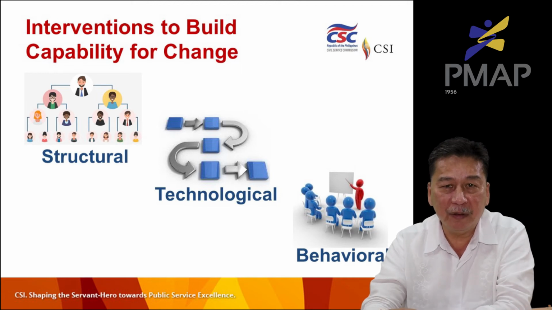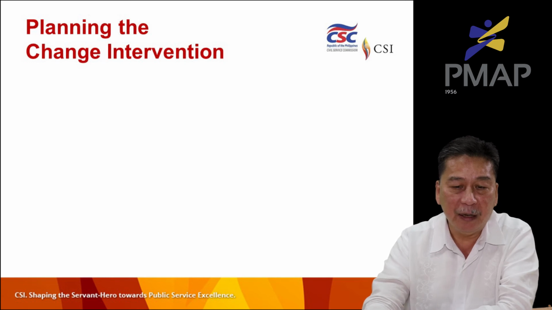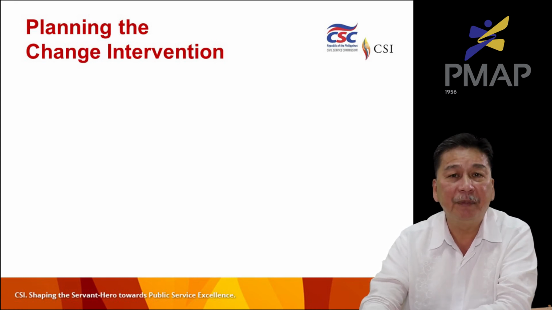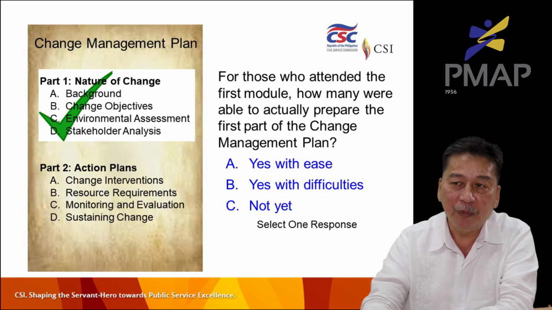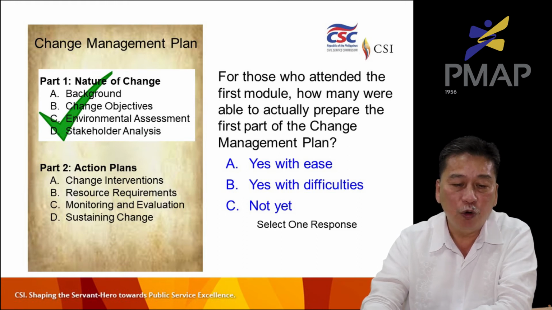Now, knowing this will not be enough. We need to plan the intervention so that we will know how to build the capabilities as we introduce the change. If you will remember, in our last module, we looked into the nature of change. We looked at the background, the change objectives. We want to be able to identify what it is that we expect the change to bring about. Those are the change objectives. Then what are the environmental factors that influence change? And lastly, who are the stakeholders and how should we communicate with the stakeholders?